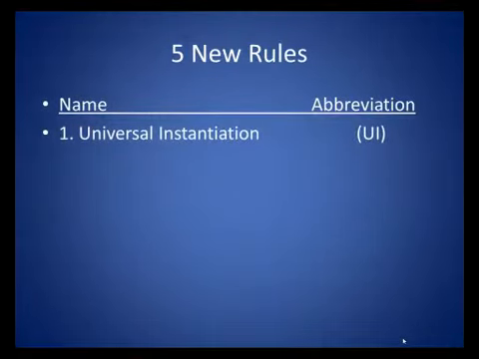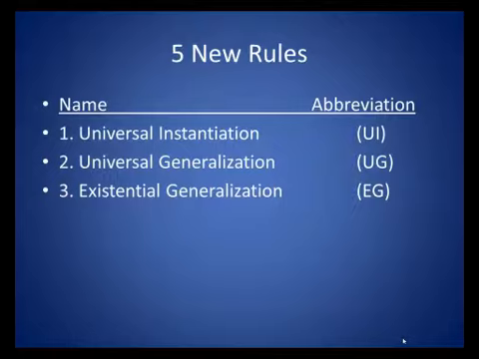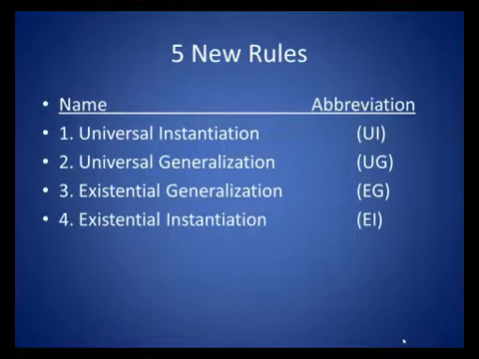One is universal instantiation, which we abbreviate with capital letters U and I. 2 is universal generalization, which we abbreviate with capital U and capital G. 3 is existential generalization, which we abbreviate with a capital E, capital G. 4 is existential instantiation, which we abbreviate with capital E, capital I.